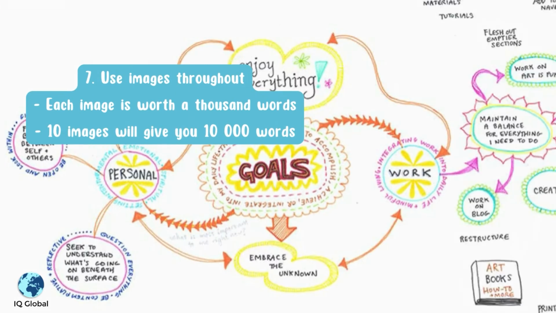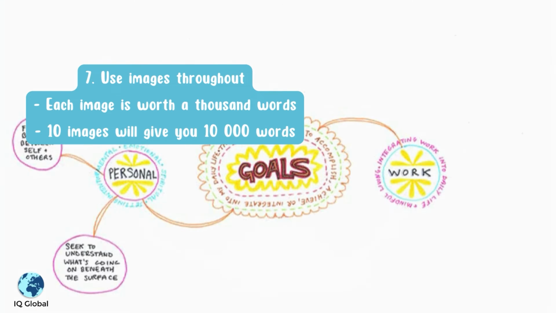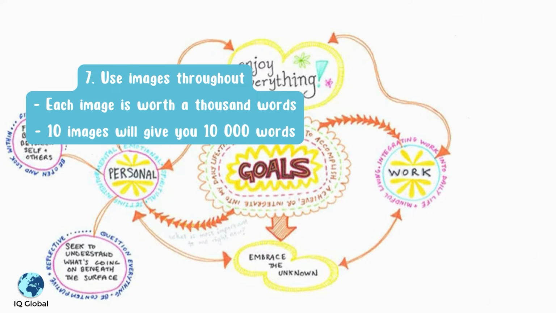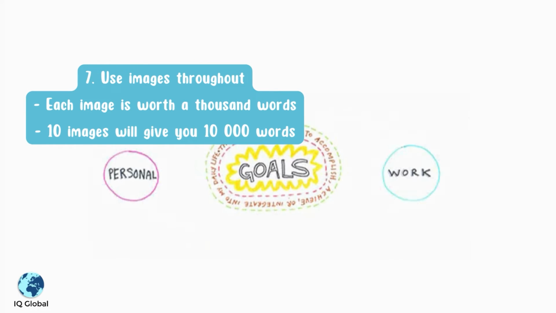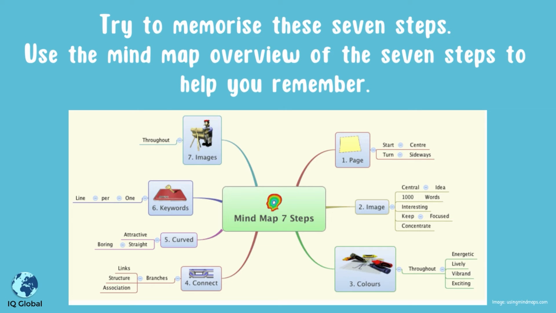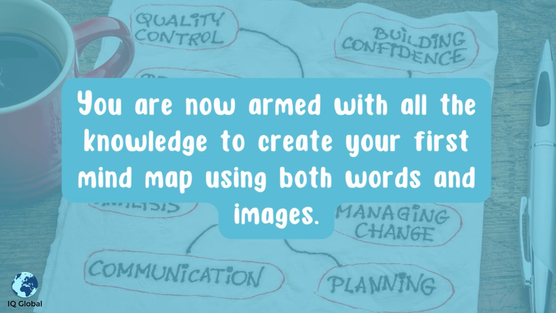7. Use images throughout. Each image is worth 1,000 words. 10 images will give you 10,000 words. Try to memorize these 7 steps. Use the mind map overview of the 7 steps to help you remember. You are now armed with all the knowledge to create your first mind map using both words and images.